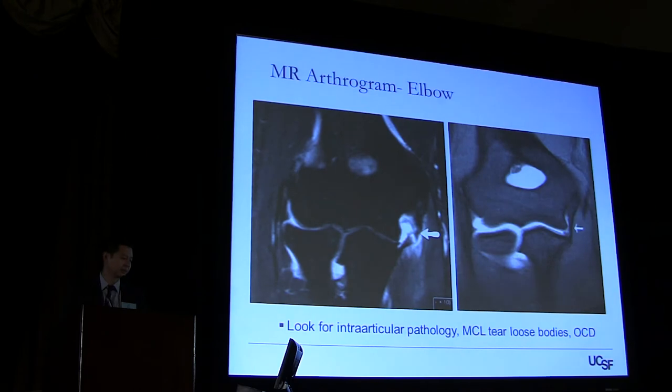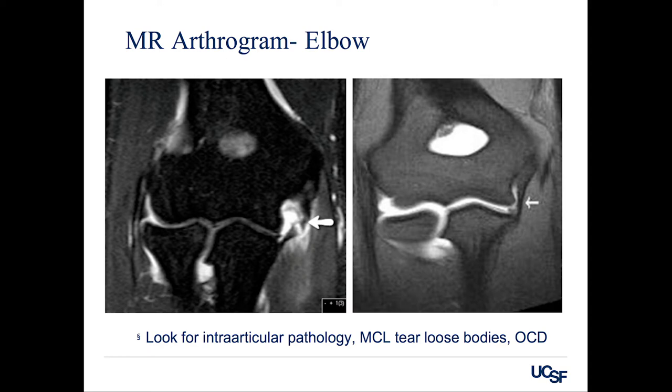And in the elbow, just like what Dr. Luke talked about earlier in terms of Tommy John surgeries and ulnar collateral ligament injuries, if you inject some contrast in the elbow, it can highlight very easily if there's a tear in the ulnar collateral ligament, also called the medial collateral ligament of the elbow. So you can see the contrast here seeping out on this side. And then this is a normal MCL, where the contrast stays within the joint.